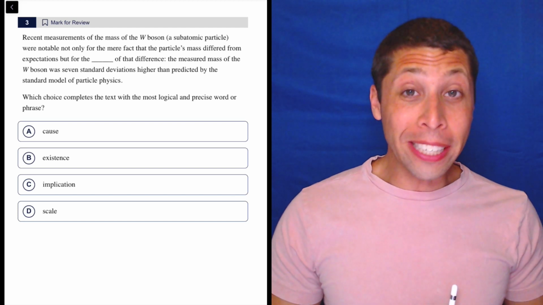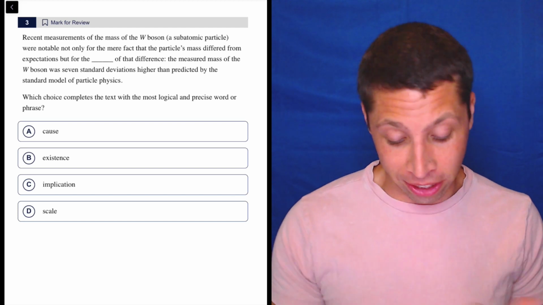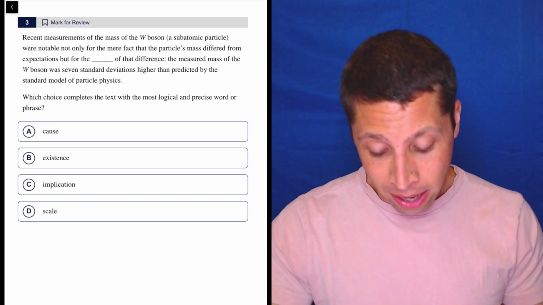This is kind of weirdly a math question, actually, in the reading section. We don't need to do any math, but we need to understand it. So let's take a look.